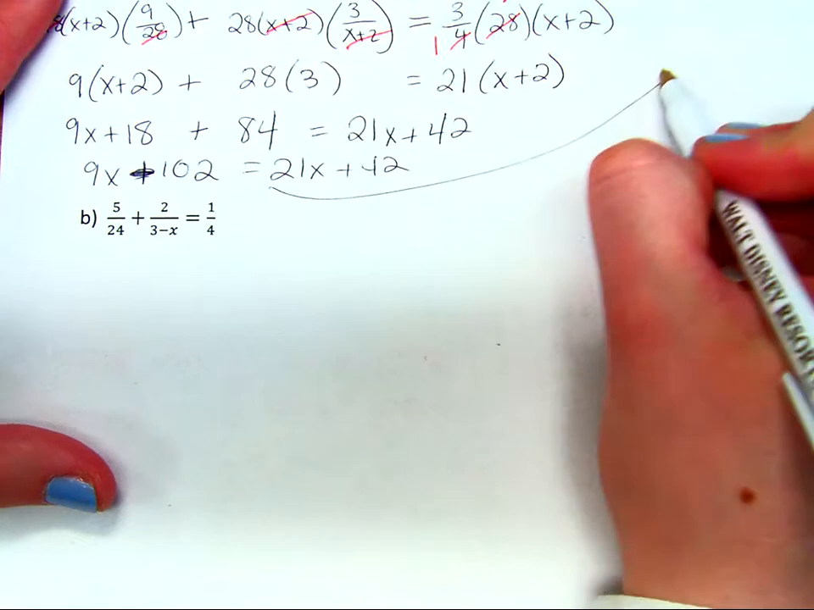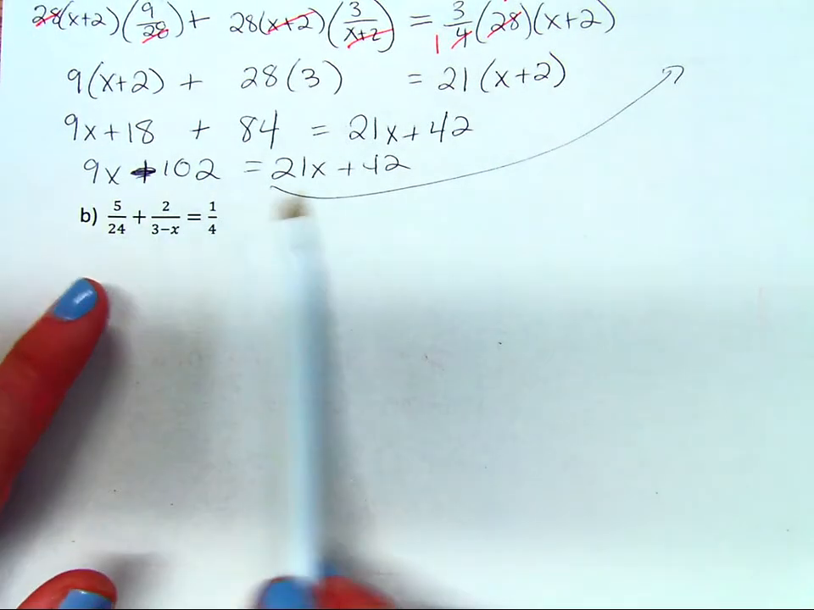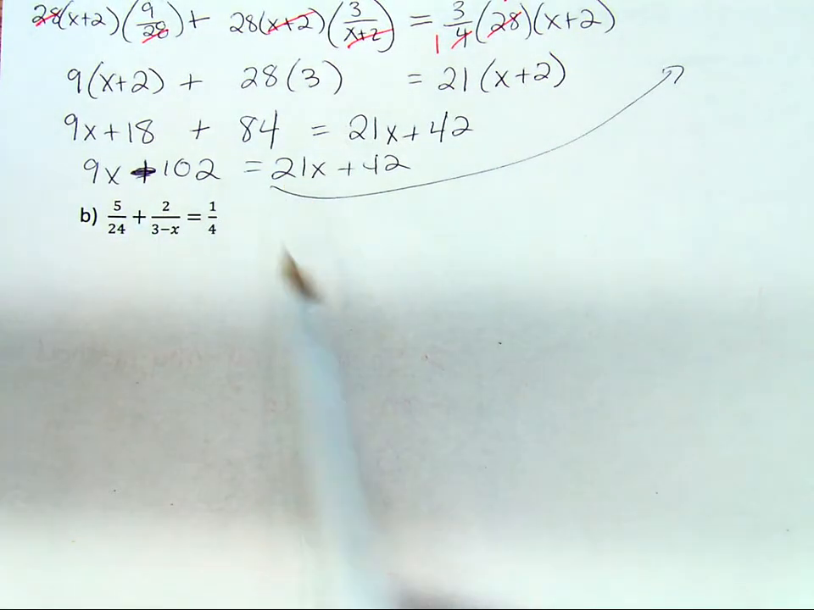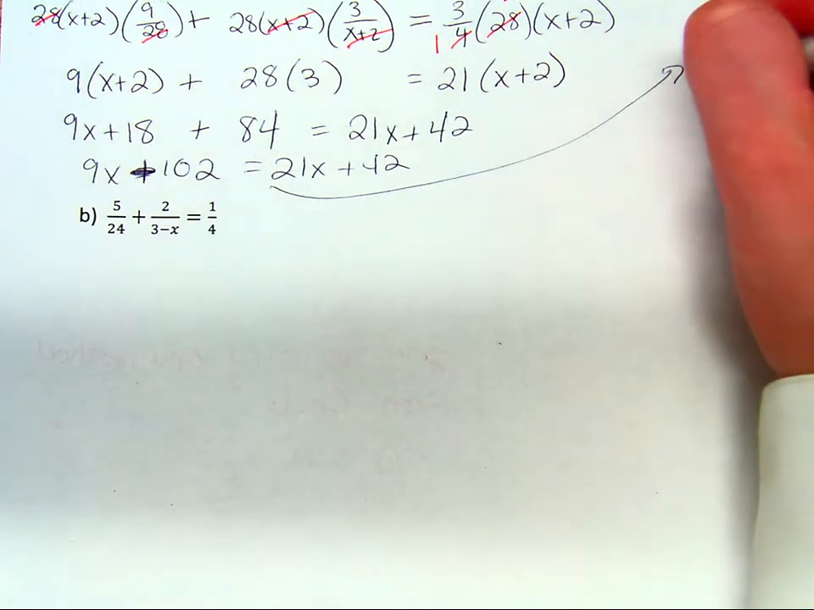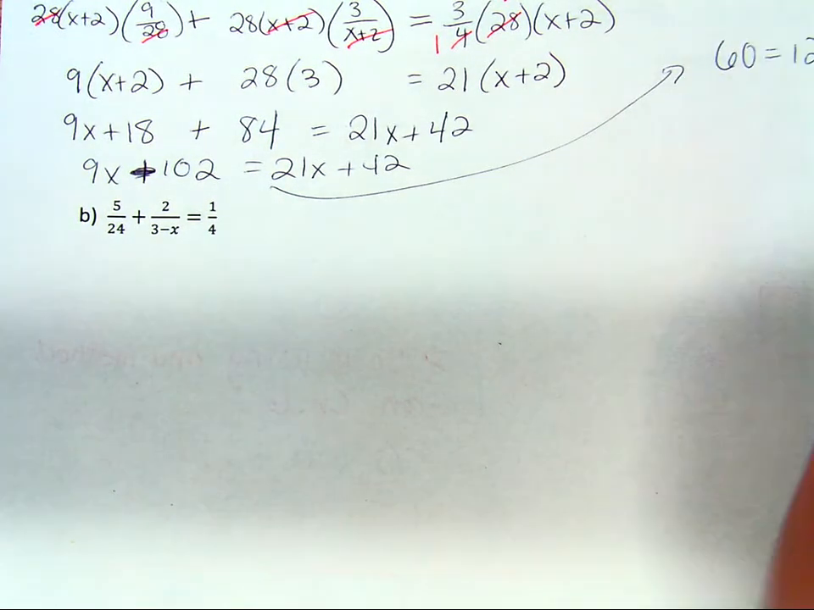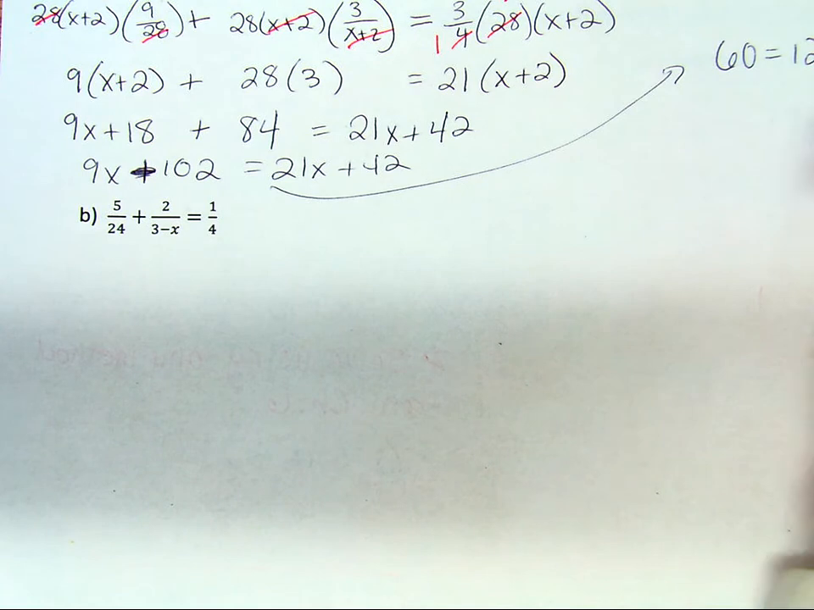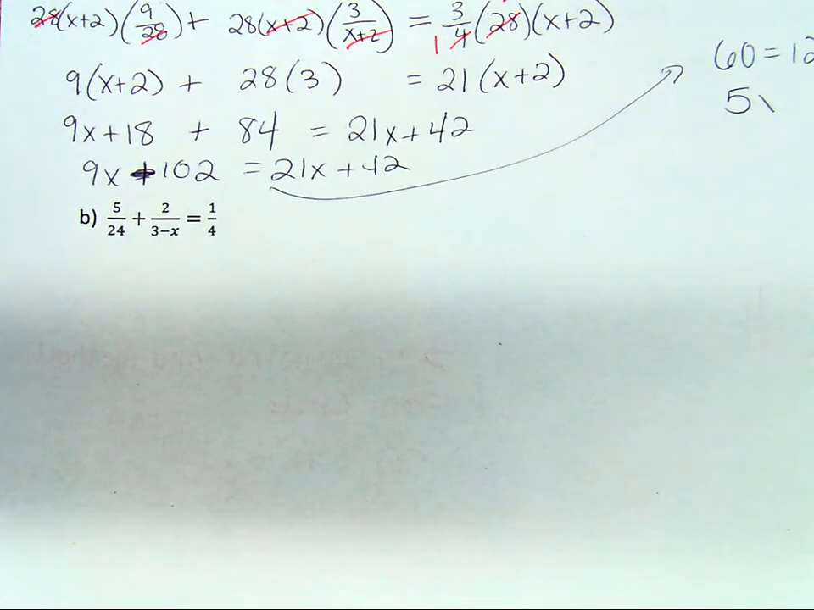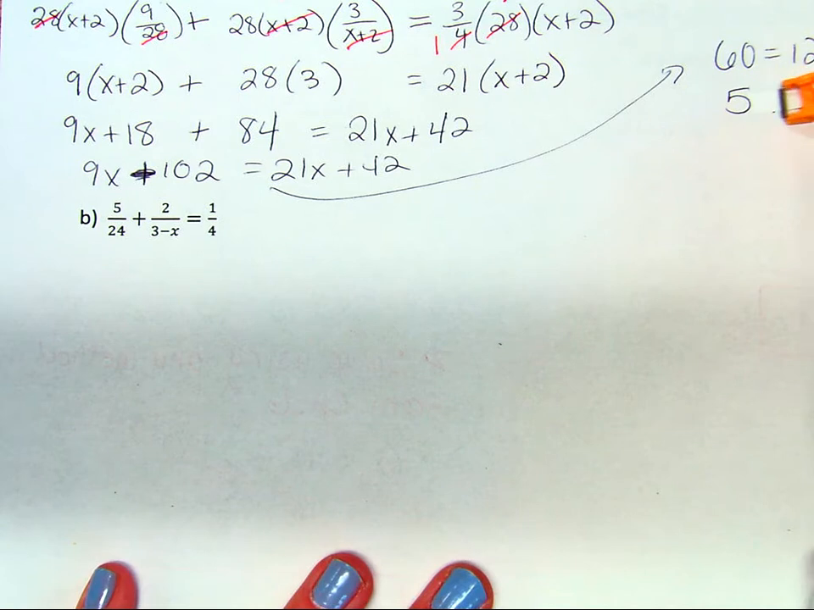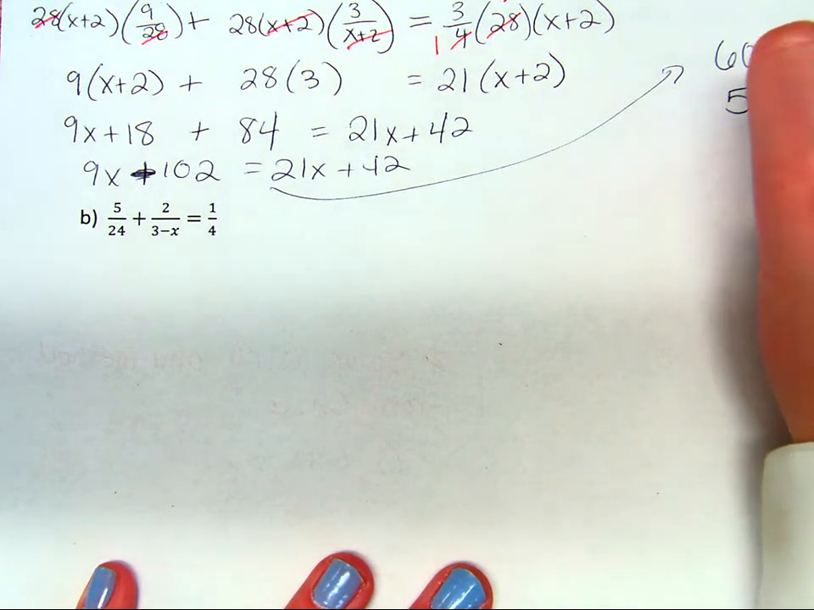Running out of room here, so I'm going to come over here. Let's subtract 9x from both sides, and then subtract 42 as well. You end up with 60 equals 12x. And then we're going to divide both sides by 12. So 5. X equals 5.